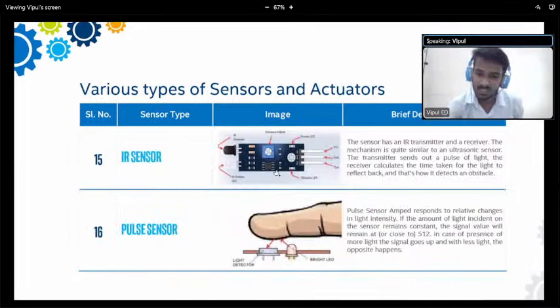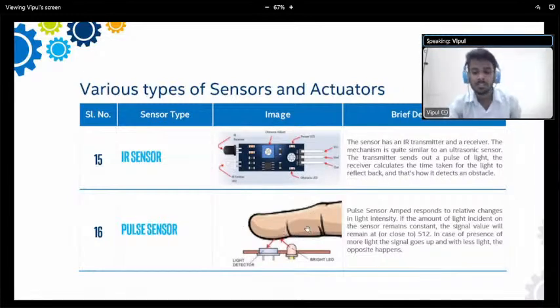Similarly, the IR sensor also uses the same principle. There is one infrared LED and one receiver. Whenever an object comes in between, it is able to detect that. So the sensor has a transmitter and receiver. The mechanism is quite similar to the ultrasonic sensor. The transmitter sends a pulse of light and calculates the time taken for the light to reflect back. So it simply acts as a wireless switch. Just imagine an IR sensor as a kind of wireless switch.